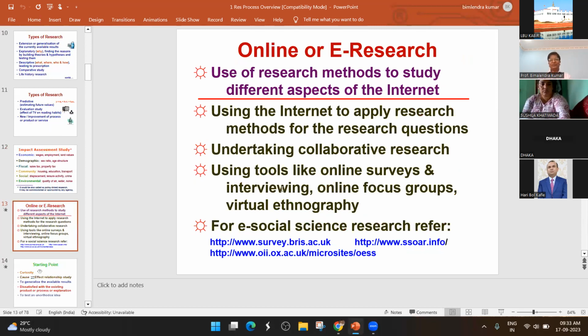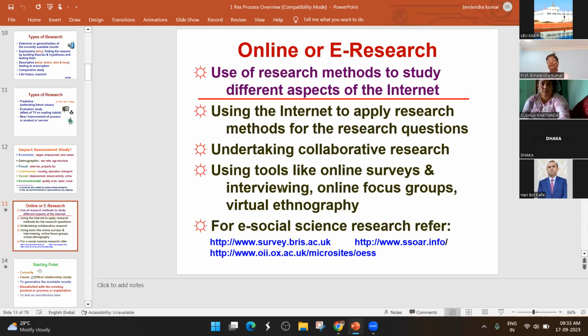There are other aspects of research also which are being undertaken, and they are called online or e-research. Now there are e-research which are collaborative also. They are interdisciplinary and multidisciplinary also. These are some of the aspects which have come in the last 4 or 5 years. So online or e-research is the use of research methods to study different aspects of the internet.